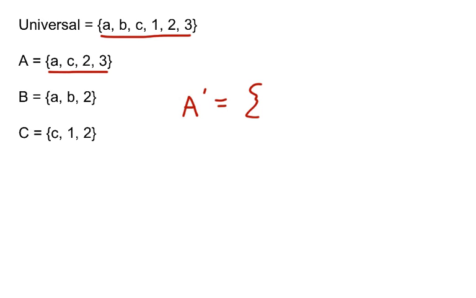Well, let's see. A is in there, B is not. C is in there, 1 is not. 2 is in there, and 3 is in there. So the things that are in the universal set that are outside of A, which we call A complement, is B and 1. And that's it. That's A complement.